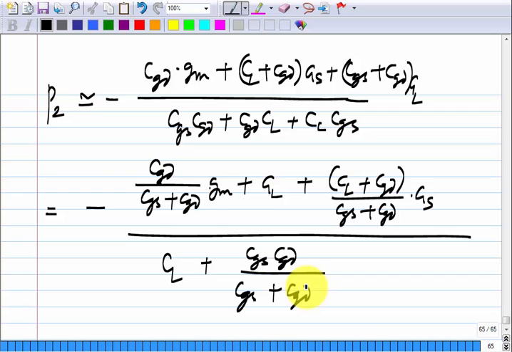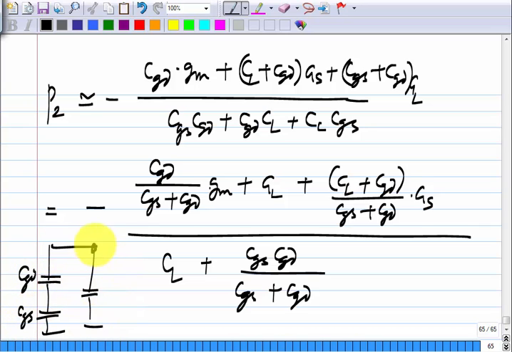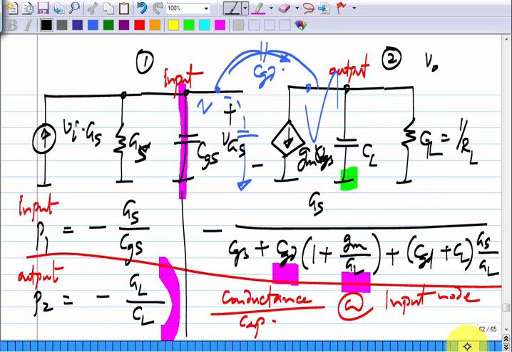Let's say you had to make a capacitance which comes up with this capacitance value, what would that be? Yes, Manideep, what is it? CGS in series with CGD and then the whole thing in parallel with CL. Okay, so if you look between these two terminals, you will see that capacitance. But is there such a network in our circuit? Where is that? Yes, Sindhu, where is it?